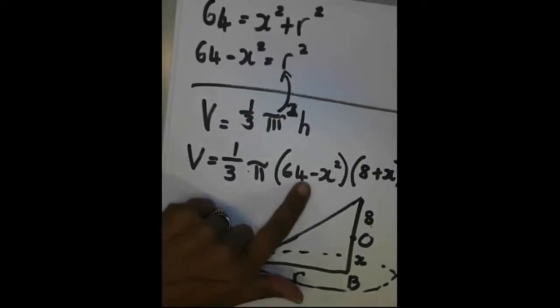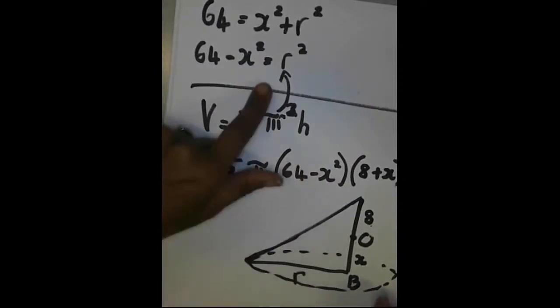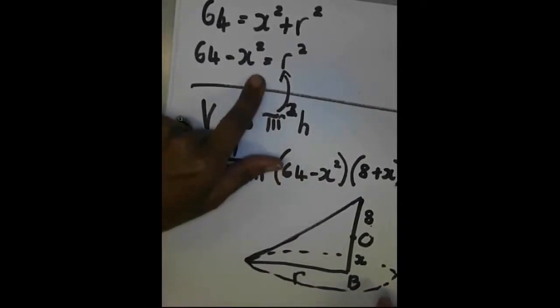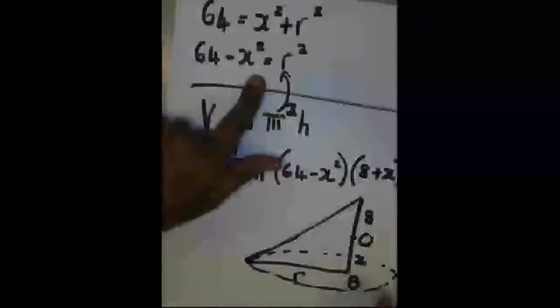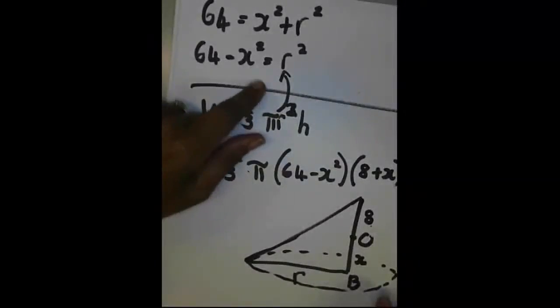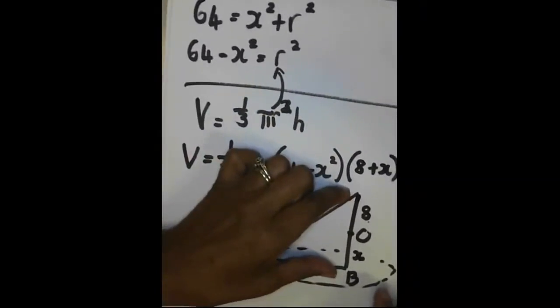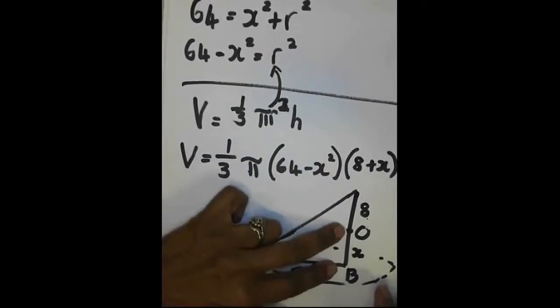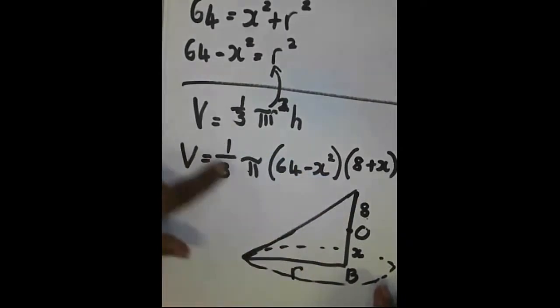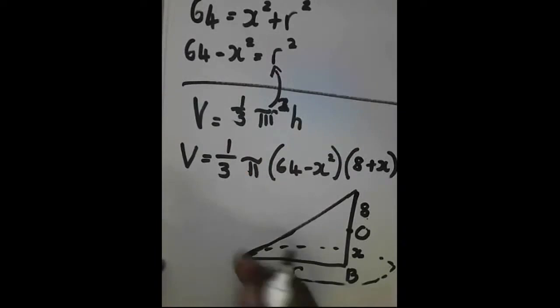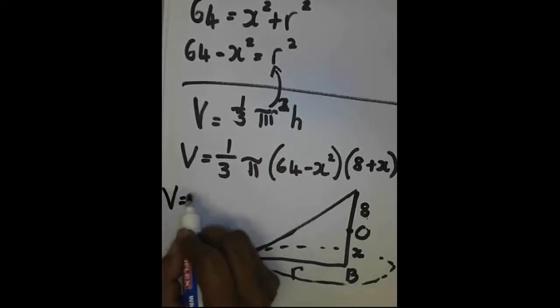We've got the radius. Where did I get the radius from? You look at the 8 and the x in my small triangle. If I look at the cone back again, the height of the cone was at distance x plus the 8. So that's where I get 8 plus x. And now all I need to do is multiply out my formula.